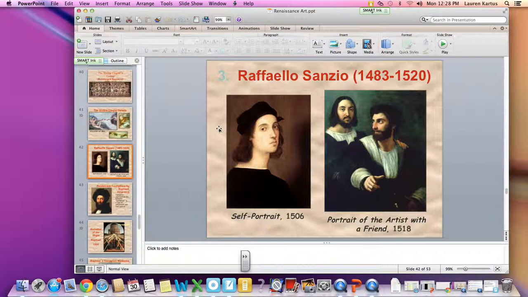Okay, next we have Raphael. I would like you to write down that he was not a religious person. And he tried to paint people in thought. So remember when we talked about emotion, they tried to get him to paint people who are thinking, which is kind of hard to portray in a painting.